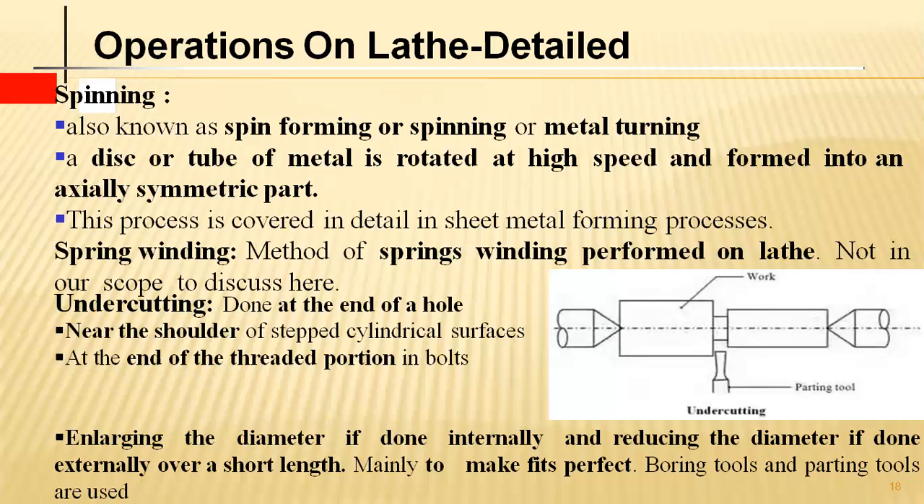Spring winding. The method of spring winding is performed on the lathe. For better understanding, it is done at the end of the hole nearer to the shoulder, which is stepped at the cylindrical surfaces. This one surface and the other surface need to be maintained upon deviations or removing of the process, which we nominally call the MRR process, at the end, up to the threaded portions.